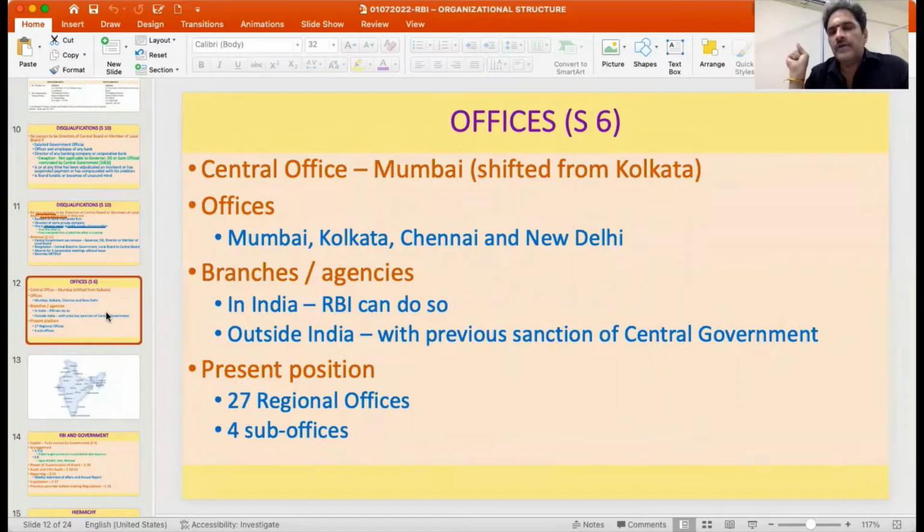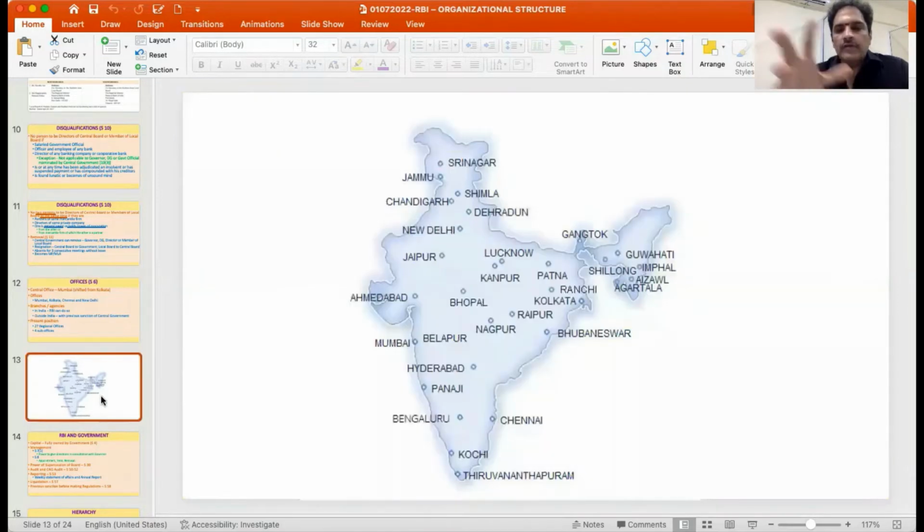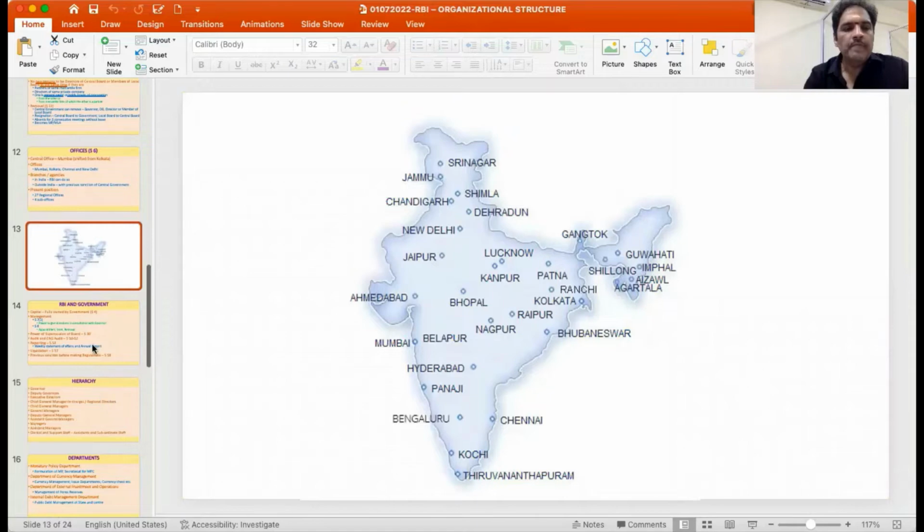The central office of the Reserve Bank is now at Mumbai. Initially when it was set up in 1935, the central office was in Calcutta. It has offices at 4 places, which are Mumbai, Kolkata, Chennai, and New Delhi, and it has branches or agencies in several places in India. And where it can open offices, RBI can decide. But if they want to have branches outside India, there has to be a previous sanction of the central government. Presently, you have 27 regional offices and 4 sub-offices spread across the whole country.